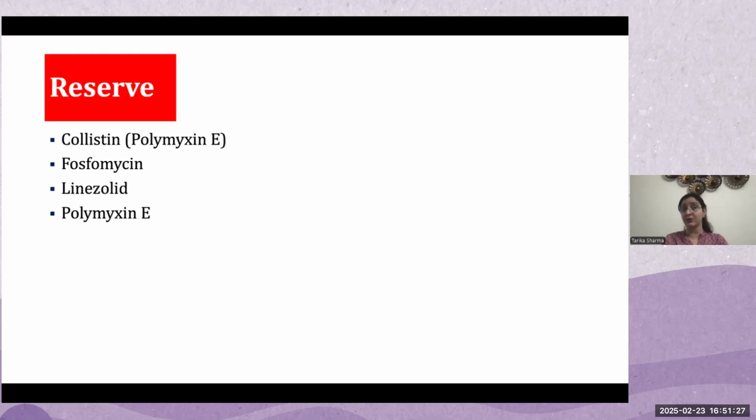And the severe one, the red one, is the Reserve category, where you have colistin, which is polymyxin E. Then you have fosfomycin, and you have linezolid. There are other drugs also, but these you can just keep in mind.